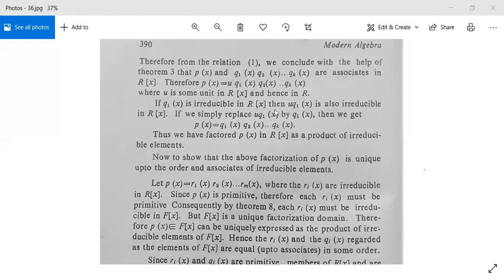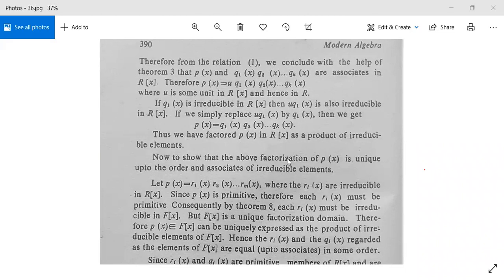If we simply replace U by Q1, then P(x) can be written as Q1(x) Q2(x) and so on up to Qk(x). Therefore, this P(x) is factored in R[x], because all of them belong to R[x]. Thus, we have factored P(x) in R[x] as a product of irreducible elements.